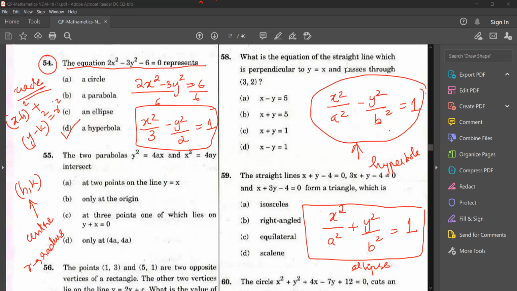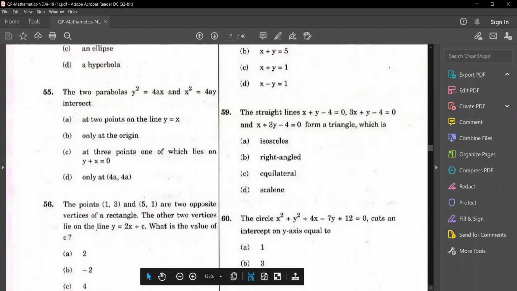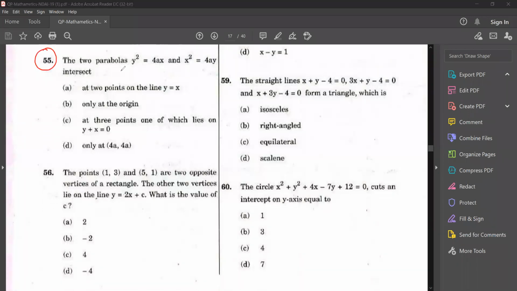So let's go to the next question. Question number 55: the two parabolas y square is equal to 4ax and x square is equal to 4ay intersect at 2 points on the line y equal to x; only at the origin; at 3 points, one of which lies on x plus y equal to 0; only at 4a, 4a. Please try. Once you get the answer, comment your answers also. I'll give you 1 minute for solving this.